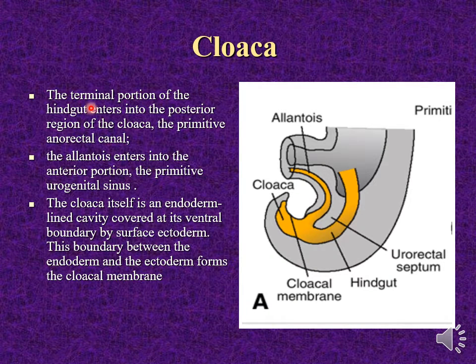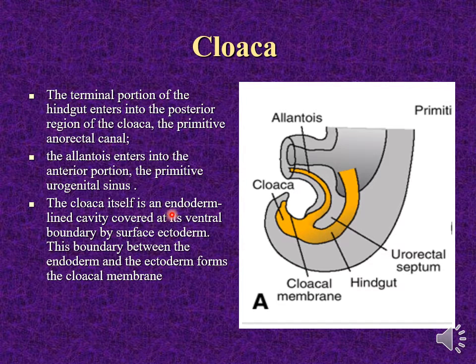The terminal portion of the hindgut enters into the posterior region of the cloaca, the primitive anorectal canal. The allantois enters into the anterior portion, the primitive urogenital sinus. This is the allantois.